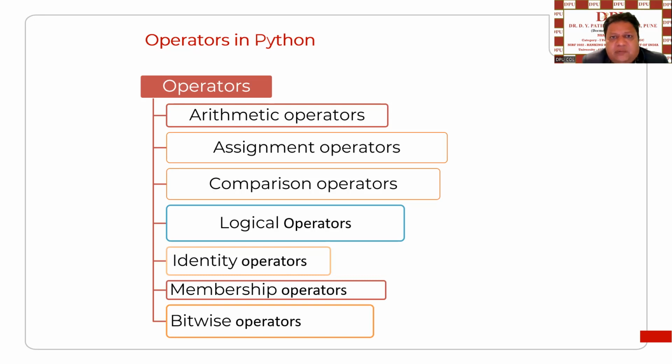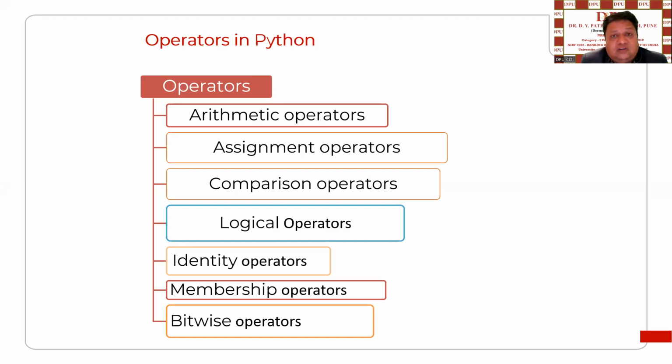Then we have the logical operators. Logical operators are used to combine multiple conditions together, isn't it? So for example, if I want to check that the person should be a male and his age should be greater than 18, then only he will be allowed into a cinema hall. Now, how to combine these two different conditions into a single condition? For that, I have to use the logical operators.